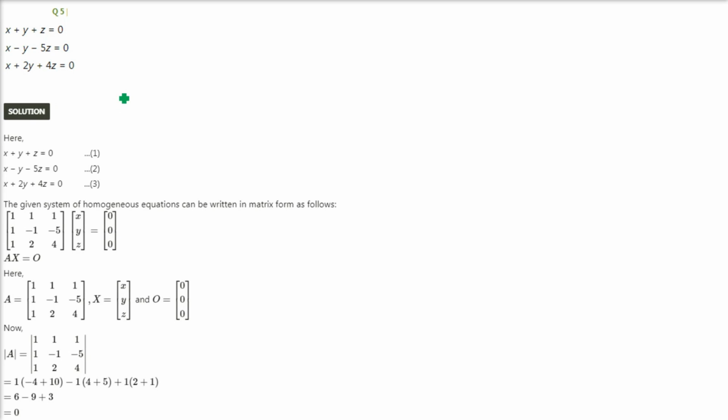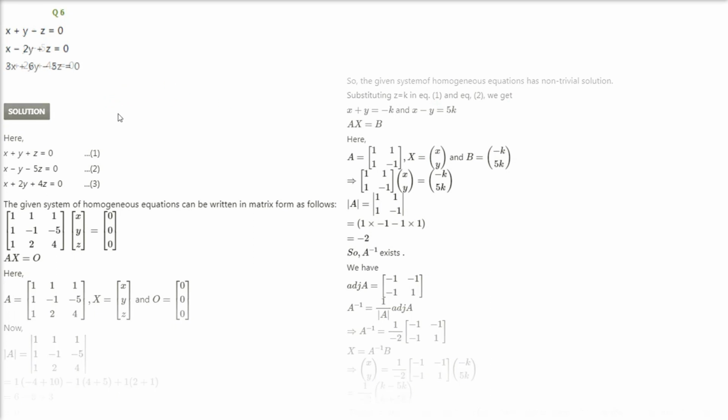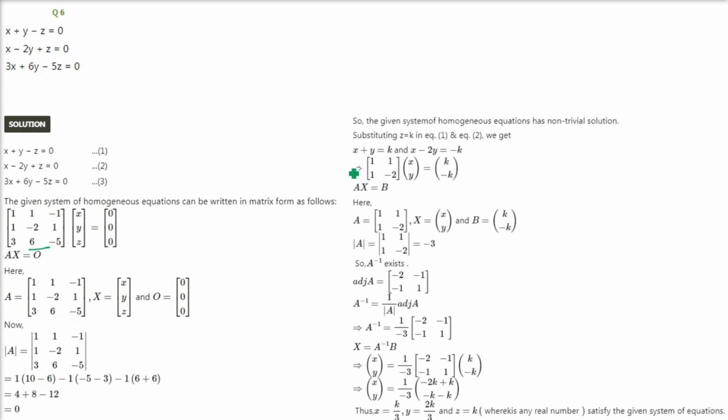Next one is also like this. Determinant A is coming to 0. And for that same thing, non-trivial, assume z to be k, solve it for x and y. Next question here. In this case, the same thing is coming. So there can be multiple questions of the same sort. It is just for your practice. It will make your work and your mathematics in terms of this quite perfect.